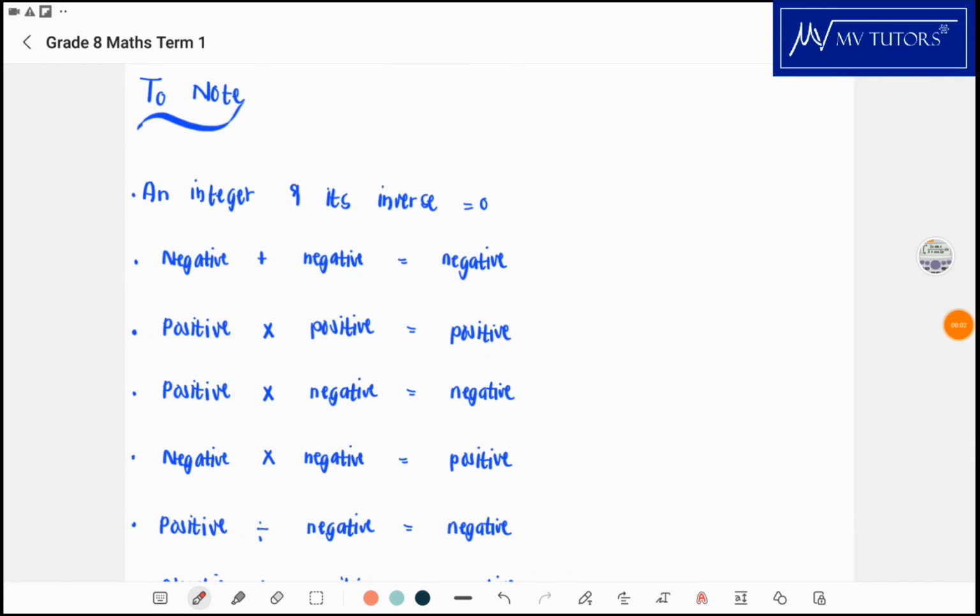Here are a few things to note when it comes to integers. All right, these are like your rules. And as we go through them, you'll start realizing that, okay, I actually knew this. So it's not as bad as I think.